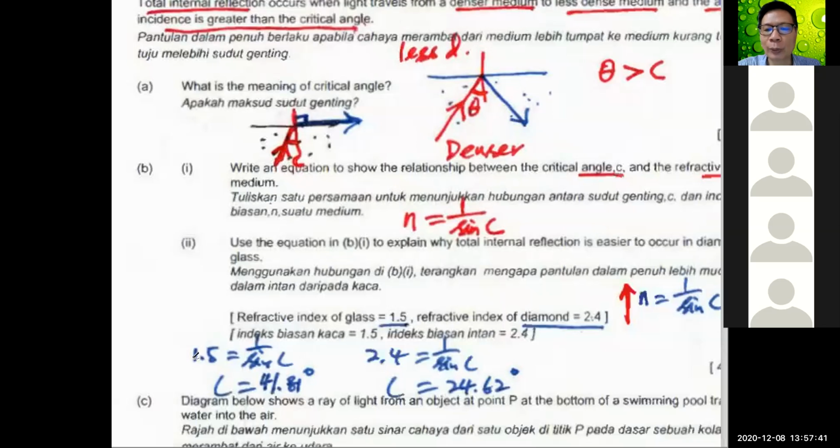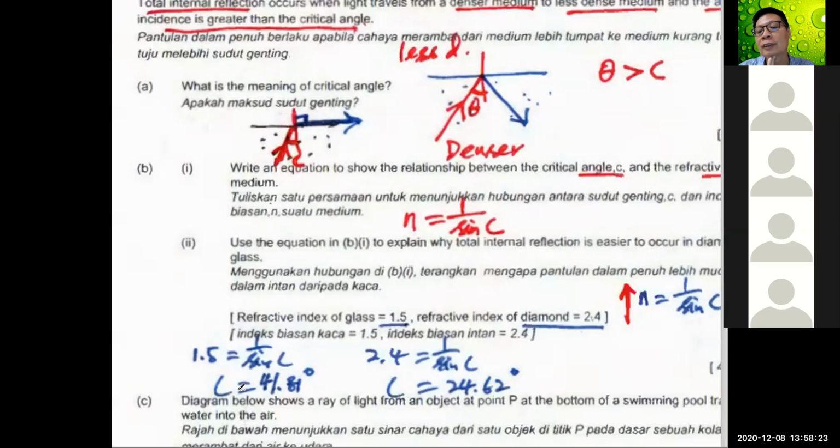So which one is easier to happen? Larger than 24 degrees or larger than 41? Which one is easier to happen? Zhong Jiayin, which one is easier to happen? Smaller critical angle or larger critical angle? Smaller critical angle. This one is 24, the angle is very small. So slightly bigger than 24, you already have total internal reflection in the diamond. But for the glass, you need to be bigger than 42 degrees, then only can total internal reflection happen.